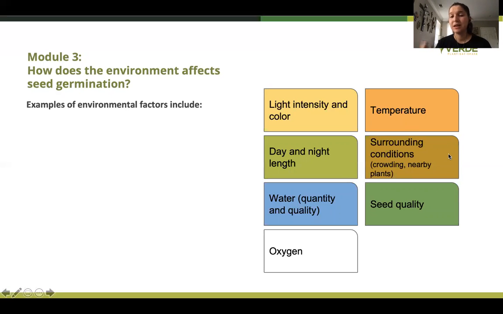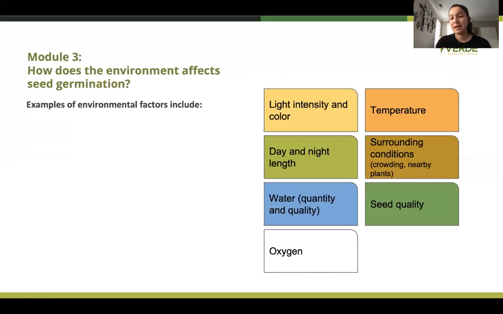Surrounding conditions. How crowded is the seed? Are there a lot of seeds nearby? Are there other nearby plants where you're planting the seed? That is an environmental factor to think about because it can lead to over-competition for resources: for water, for space, for air, for root growth. Another thing that you can think about is water, not just how much you water it, but also the kind of water you use.